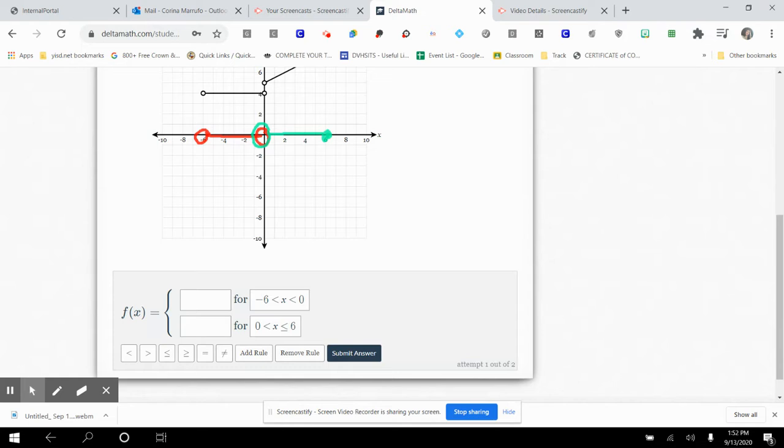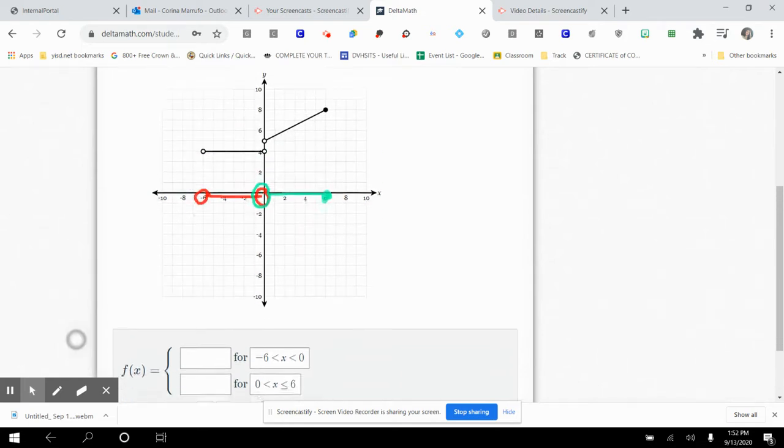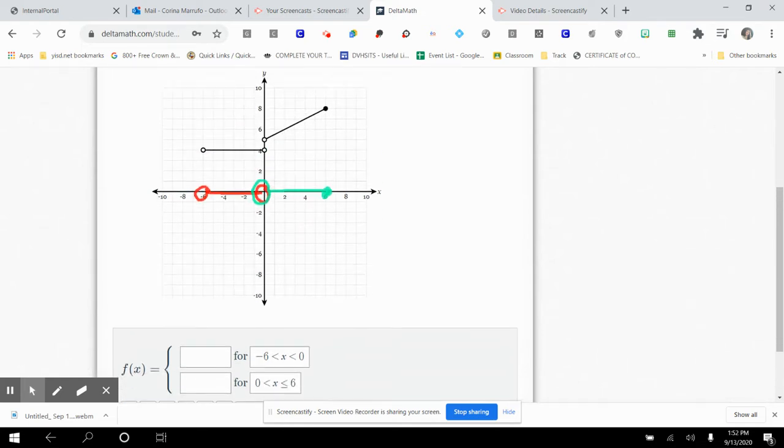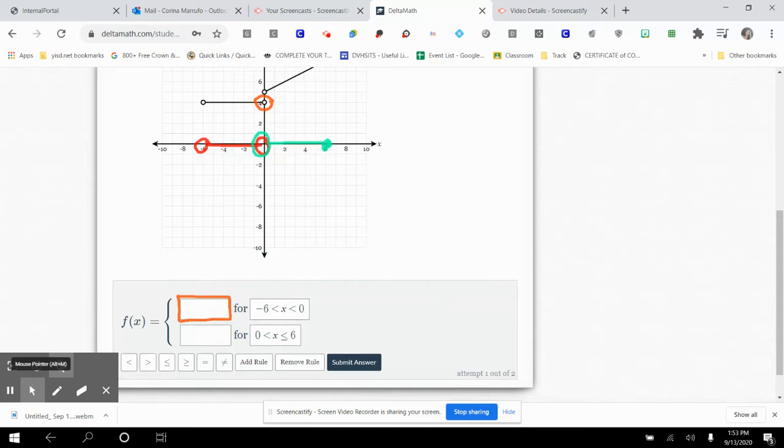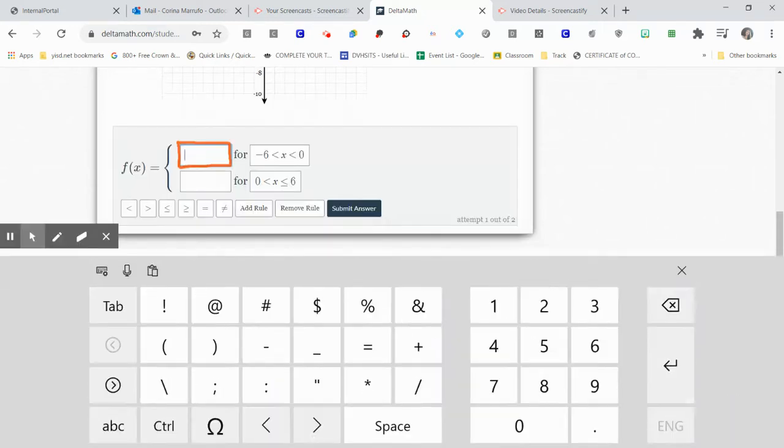Okay, so now that I've set my boundaries, I'm going to go ahead and write the equation of my lines. So on the first one here, if you notice, it does go through 4 on your y-axis. So we're going to put 4 right here in this box. So let me go ahead and do that real quick. I'm going to click the little box and we are going to put 4.